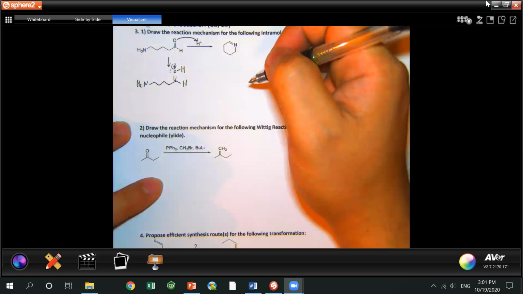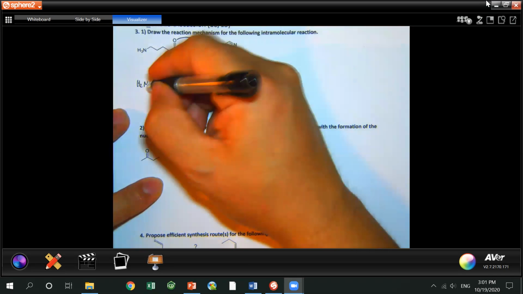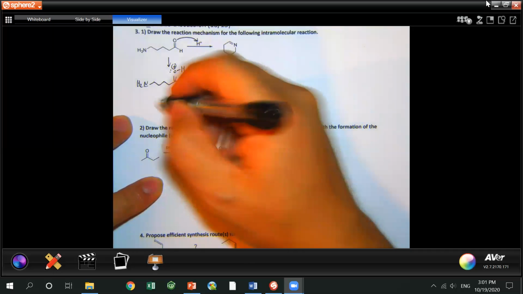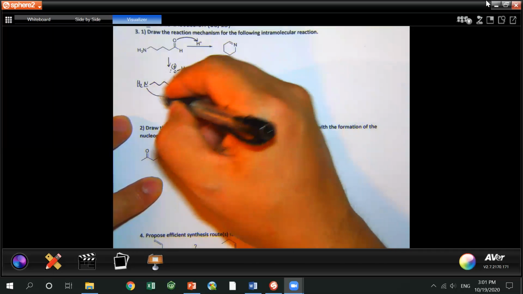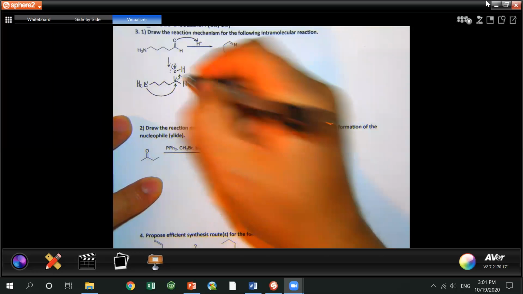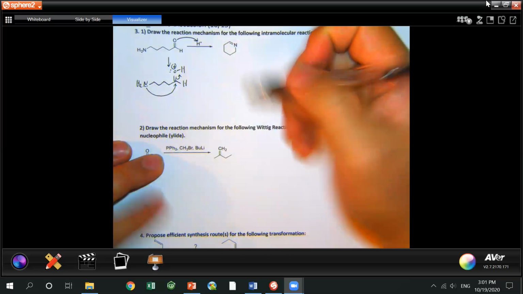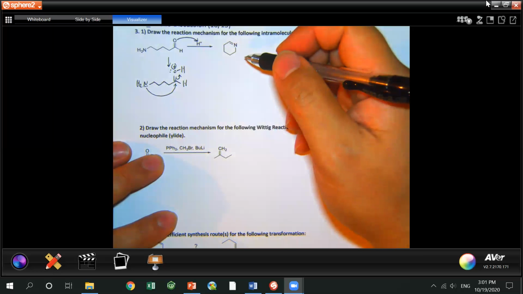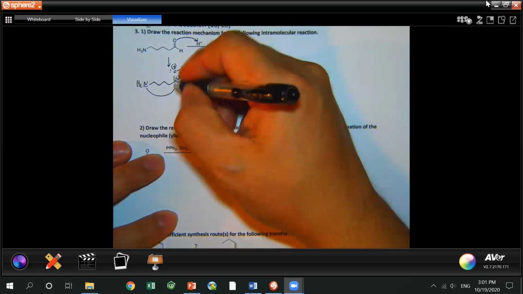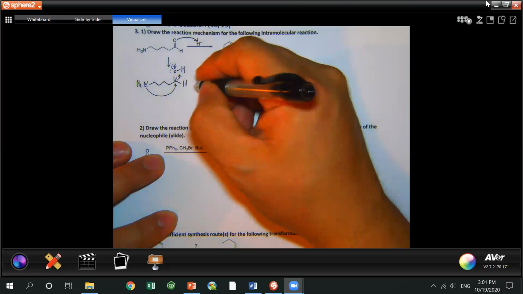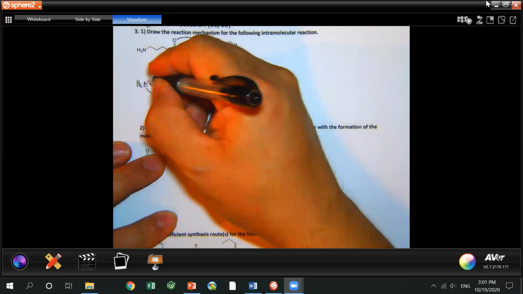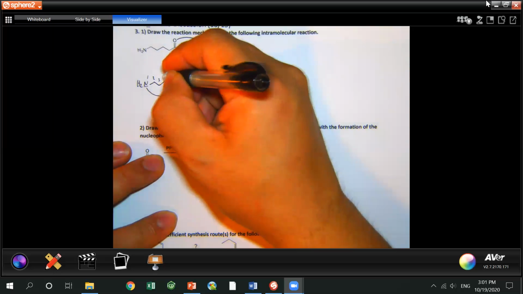Then the lone pair electrons on the nitrogen attack the carbonyl carbon and open the C=O bond. So here you generate a ring. It should be a 6-member ring, but if you want to be more accurate you can count the carbon numbers: 1, 2, 3, 4, 5, 6. 6-member ring.